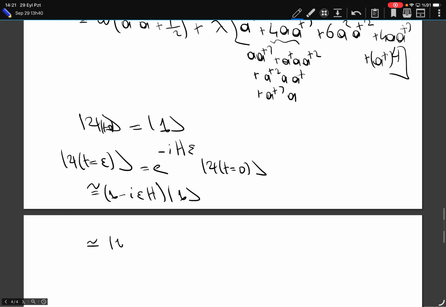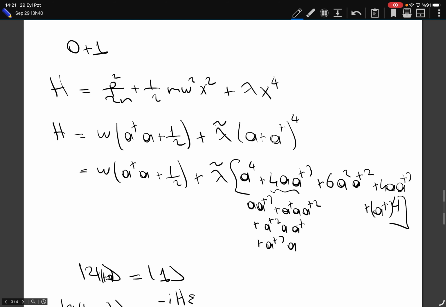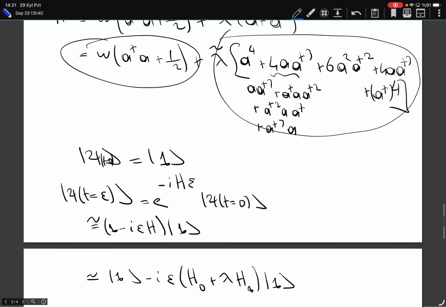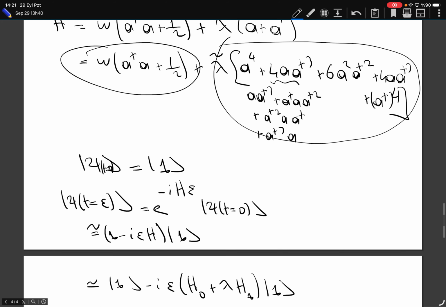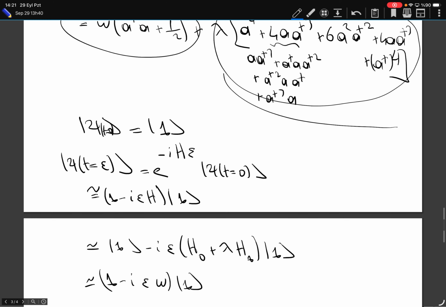Which will be, well, there is 1 minus iε. Now, h has 2 parts. Let me say h0 plus λ h1. Well, h0 is this part. h1 is this part over here. What I will have is 1 minus iε ω1 because of that h0 term. Then I will have all these terms acting on 1.